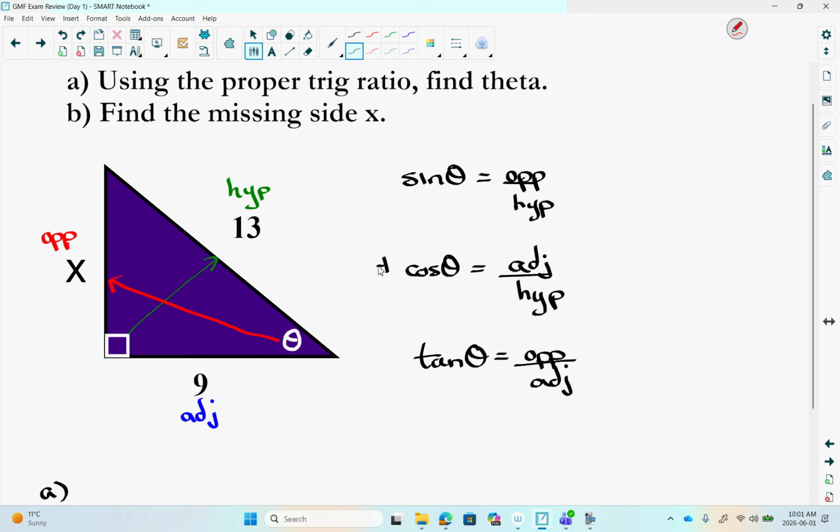Why would I use this one? I have the adjacent side and I have the hypotenuse. Okay? I don't know what the opposite side is yet. I'm not concerned with that right now. I know that the adjacent side is 9 and I know the hypotenuse is 13. Cosine is the trig ratio that uses the adjacent and hypotenuse.